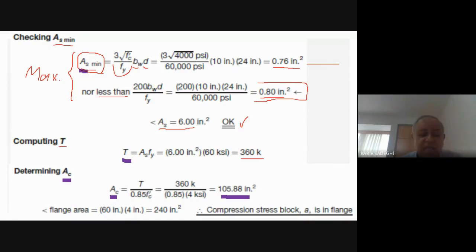Now we should compare AC, the compression area, with the flange area. If AC is greater than the flange area, the neutral axis is located in the web. If less than the flange area, the neutral axis is located in the flange. You see that AC is less than the flange area. It means that the compression stress block given by ACI, the depth of that one, is located in the flange. Therefore, we should design the T beam exactly like a rectangular beam section.